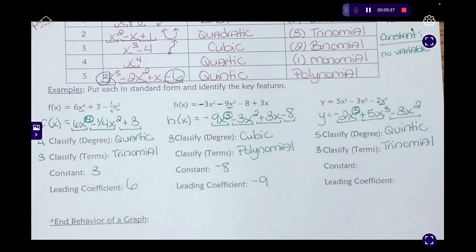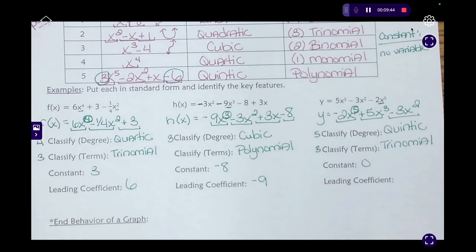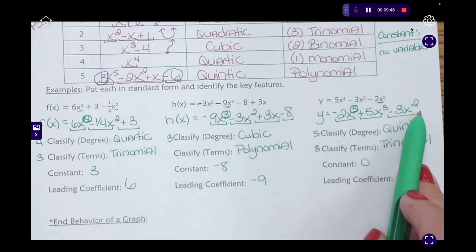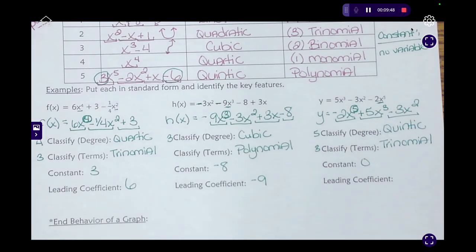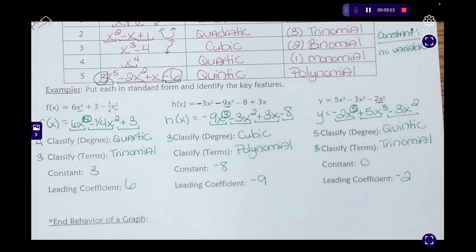And then identifying the constant. Now looking at this one, I don't have a constant here. I don't see a number that doesn't have a variable. So my constant would just be 0. Okay, I realize if I put a plus or a -0 here, it's not going to change anything. So your constant is 0. And then that leading coefficient in the front would be the -2.